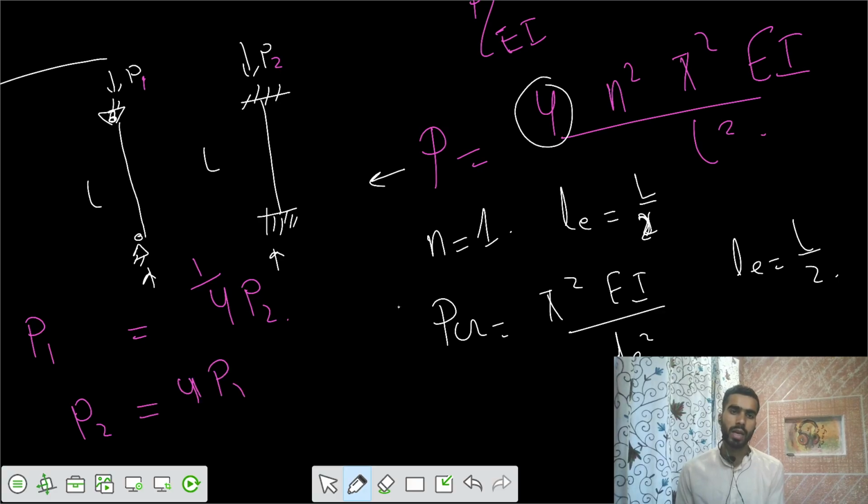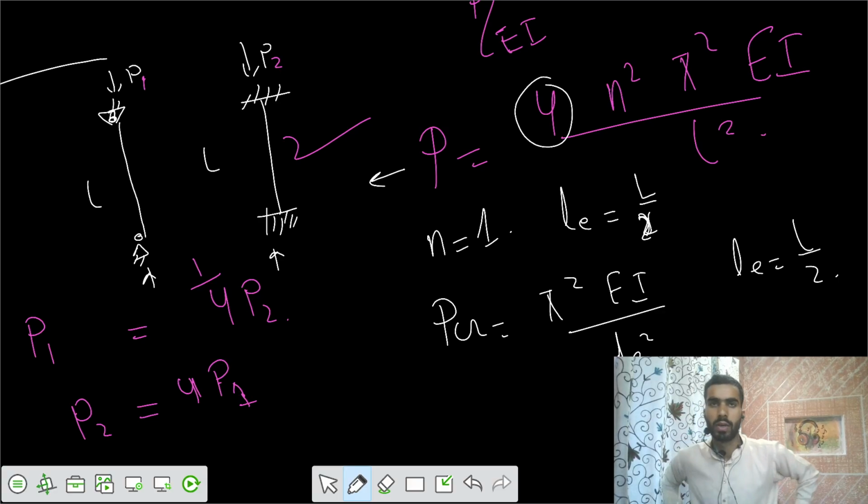That means your second column can take 4 times the load that the first column can take to undergo buckling. We can call it neutral equilibrium. To reach that neutral equilibrium, your column 2 takes 4 times the load it can take for the same length in the case of hinged end conditions. Do you got what I'm trying to say?